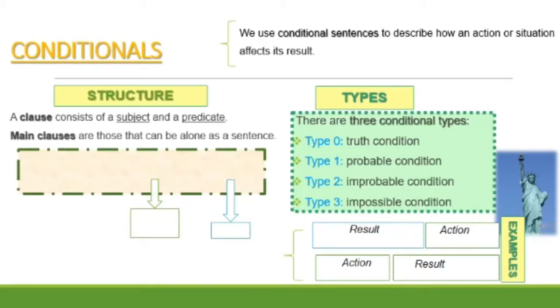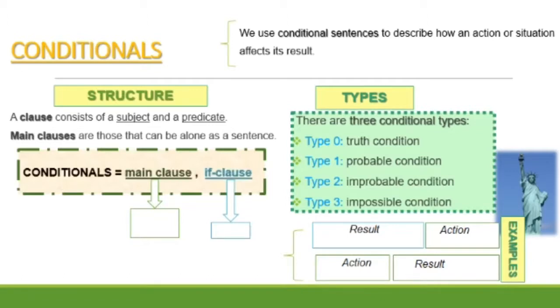Structure. We have a clause, which consists of a subject and a predicate. Main clauses are those that can be alone as a sentence. So a main clause is a sentence that can stand by itself. It has what? A complete idea. It has a subject, the verb, and the predicate. So it's a complete idea. This is the main clause.